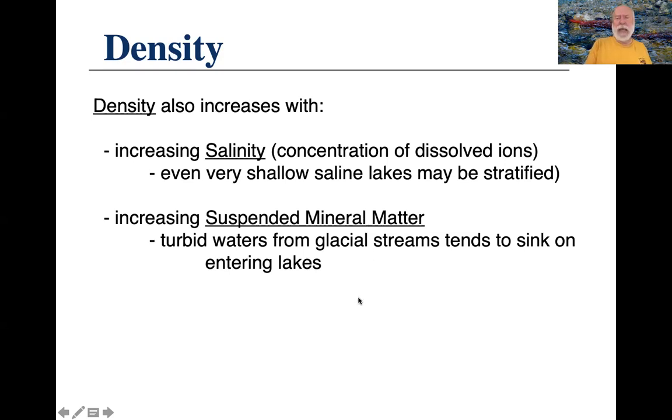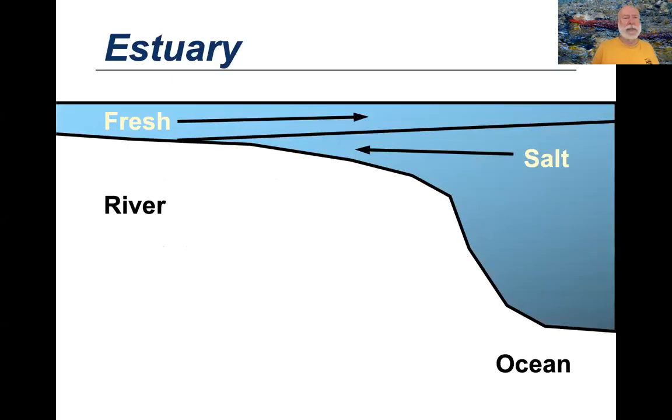So this has implications where streams enter into lakes and so on, or where fresh waters enter in the ocean. So for example, we can think of the mouth of the Fraser River. So here we have the Fraser River and we have the ocean out here, and the Fraser River is carrying fresh waters from British Columbia down to the ocean. And that fresh water is less dense than ocean water, the salt waters of the ocean.